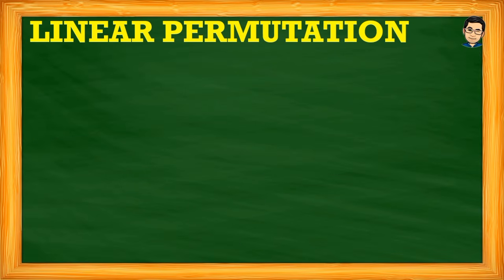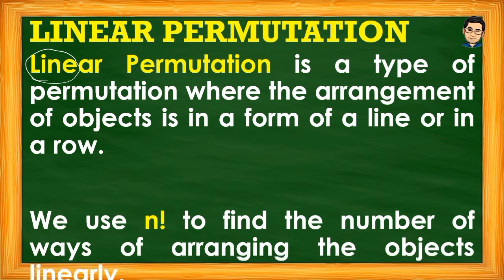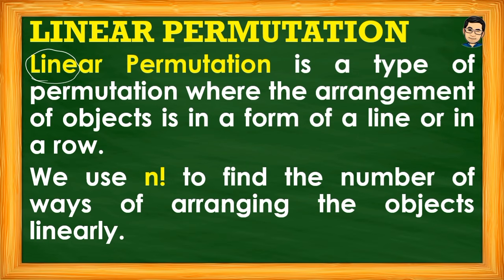Next, we have linear permutation. So, linear permutation is a type of permutation wherein the arrangement of objects is in a form of a line or in a row. Okay. So, linear. So, from the root word line. So, nakalinya po yan. Okay. So, naka-arrange sila in that manner. So, yung formula po for linear permutation is n factorial. Okay. So, susulat lang po tayo ng mga guhit-guhit and then, i-multiply lang natin yung mga numbers na isusulat natin doon.